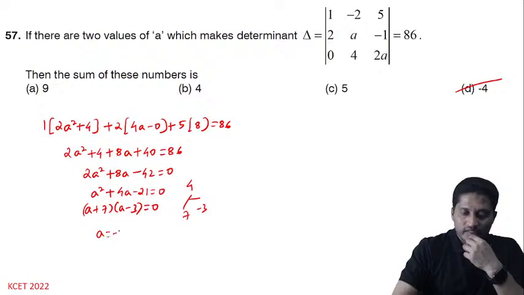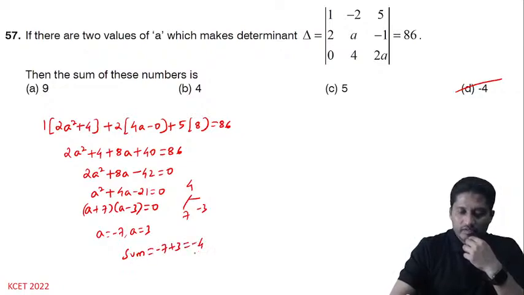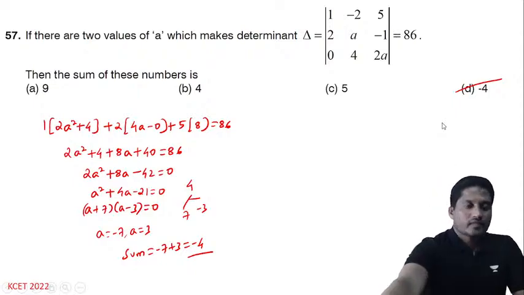A is equal to minus 7, A equal to plus 3. It is asking what is the sum of the values of A. So sum is equal to minus 7 plus 3. Answer is equal to minus 4. That is the last option. Right?